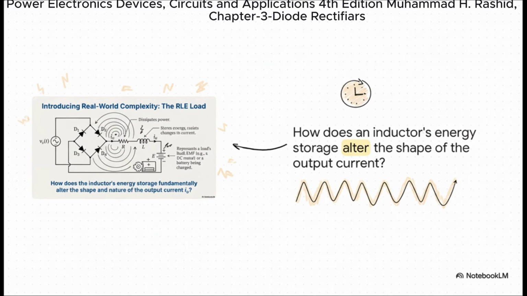And this is our new, much more realistic model. We're adding an inductor, that's L, to store energy, and a DC voltage source, E, which could be anything, maybe the back EMF from a motor or even a battery you're trying to charge. This simple RLE circuit is a way better model for what's actually going on. And believe me, that inductor is about to change the entire game.